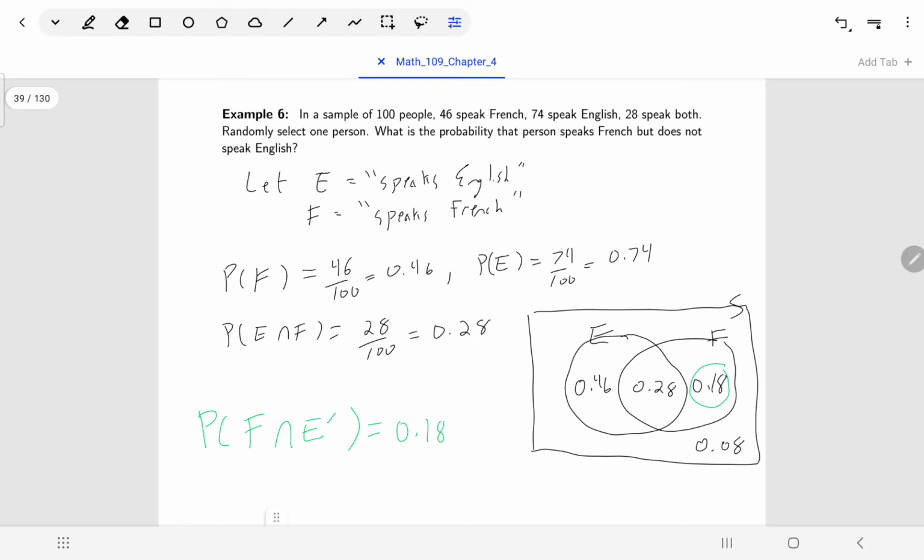It's good, though, to think about the other things that we could get out of this. We know that there's 8% who don't speak French and also don't speak English. There's 28% who speak both. There's 46% who are English only. A Venn diagram gives me, just as it did before, even more information than the inclusion-exclusion principle formula does.